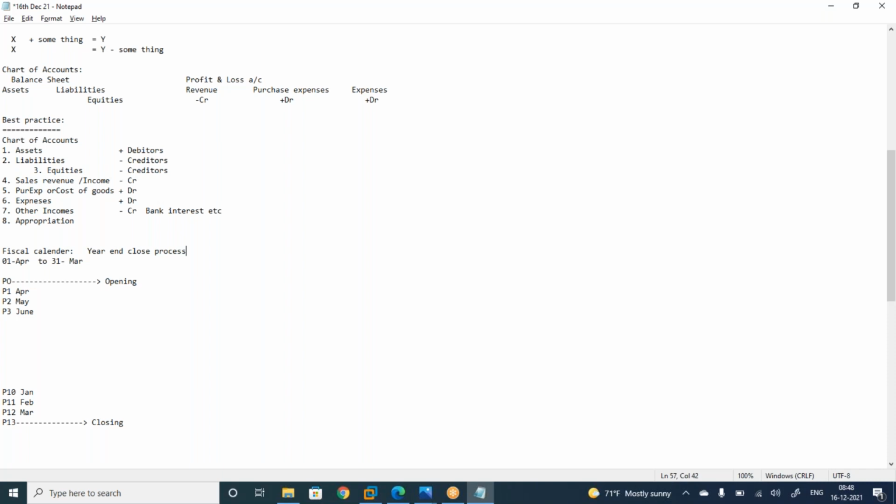Any calendar in the entire world, it is 12 periods, 12 months only. But the starting period and ending period may change. I saw some Australian companies following May 1st to April 30th. And I saw European companies from October 1st to September 30th, or November 1st to October 31st.